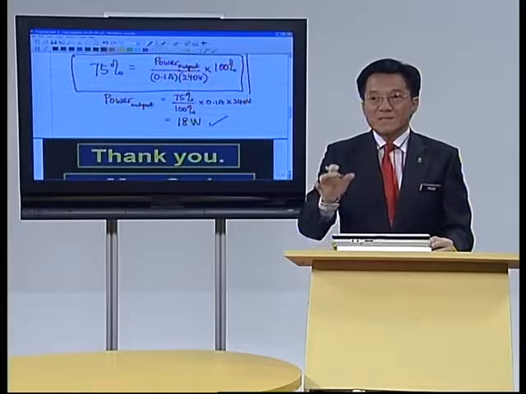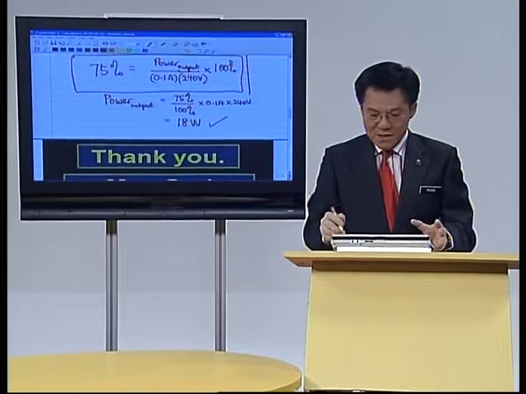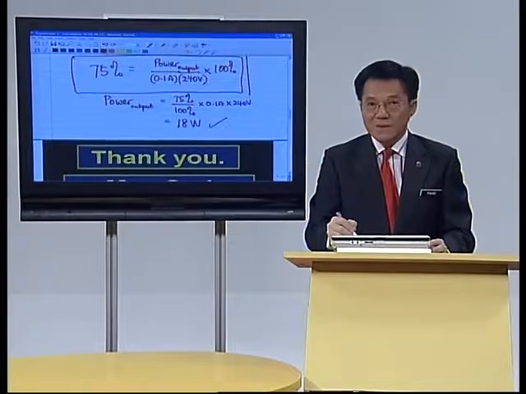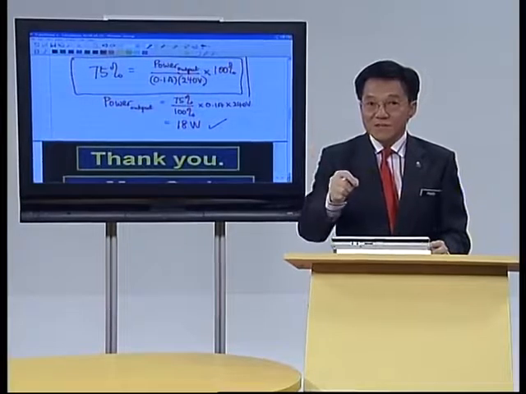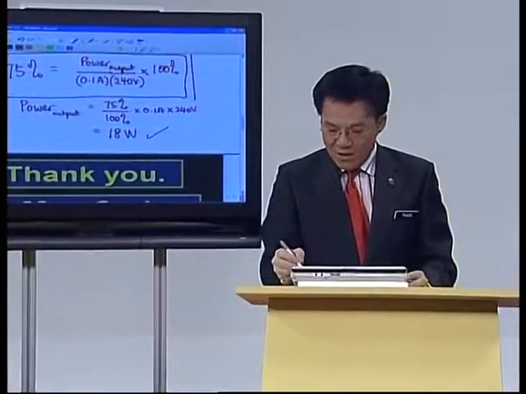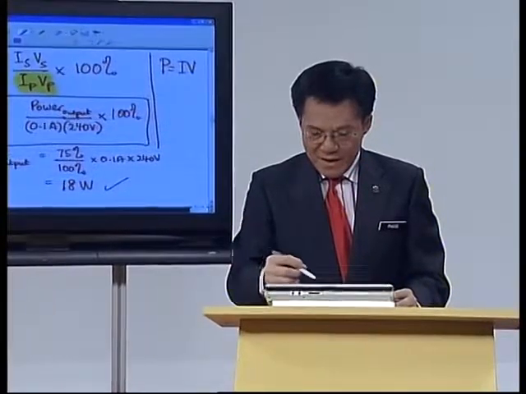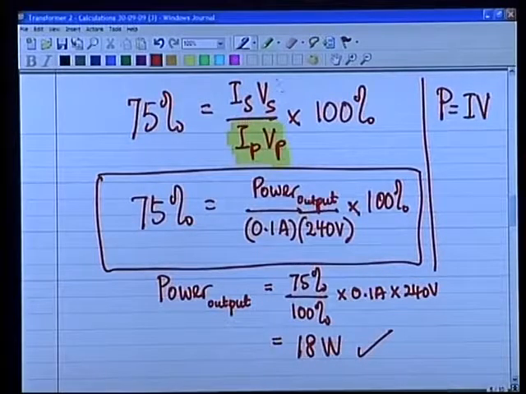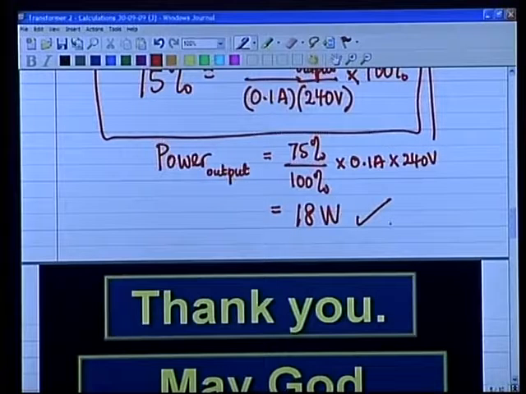Basically, all you need to do is to know the formula, substitute the values in, and the trick here is to know that earlier on, ISVS is actually the power of the secondary coil, which is the power of the output. And that is what we want. So that is the answer to the problem.